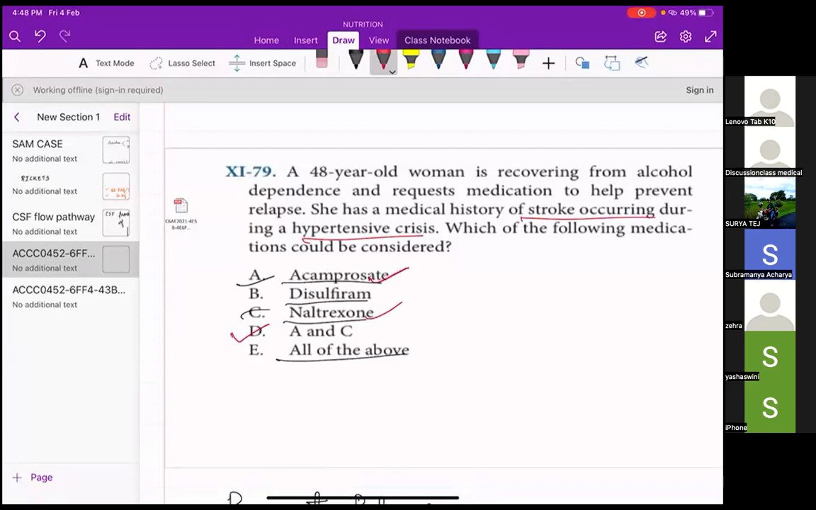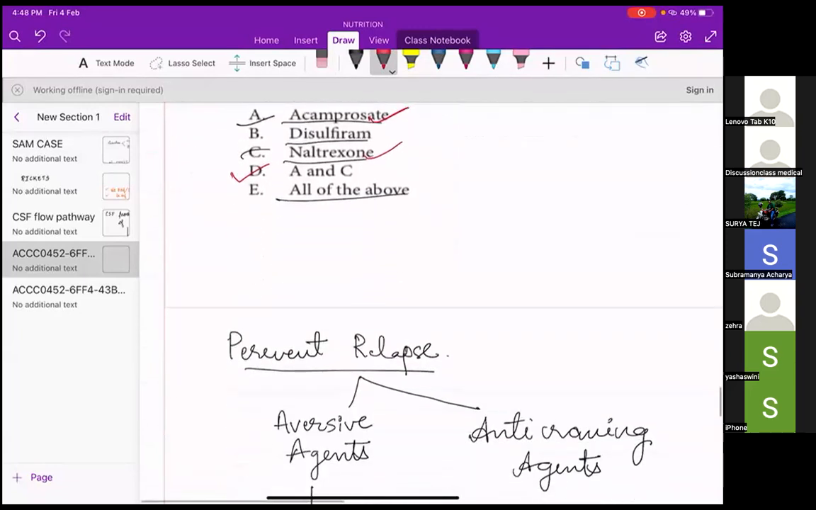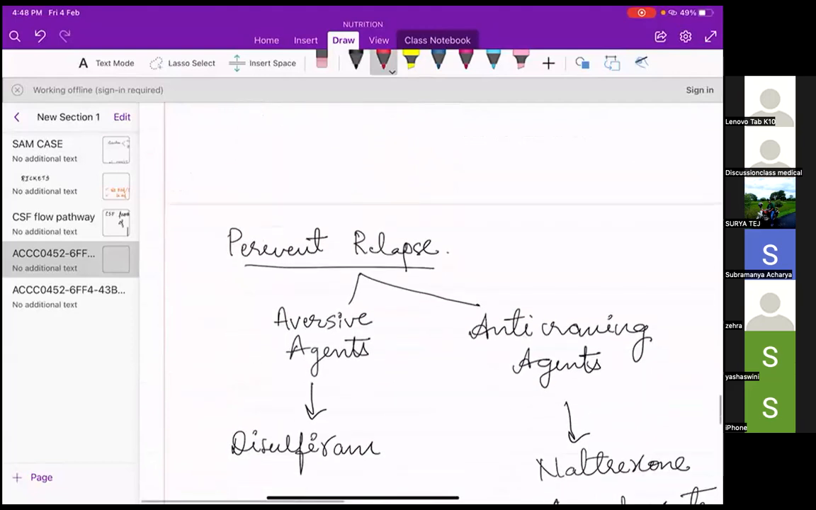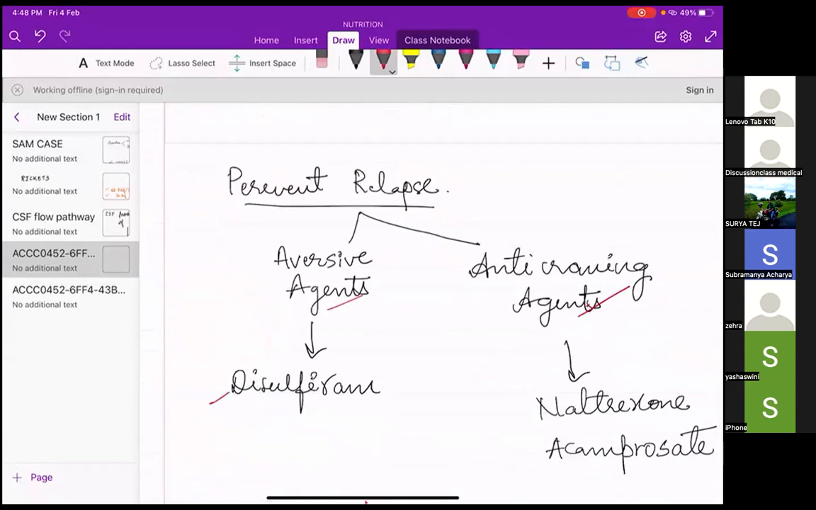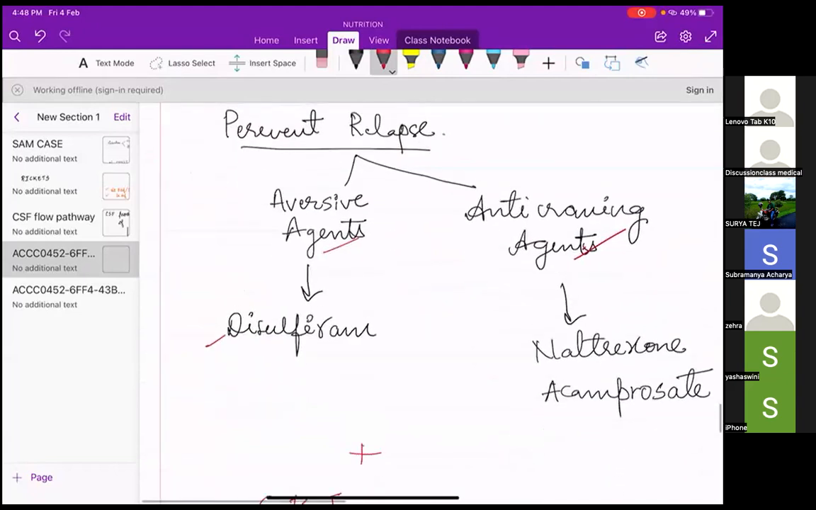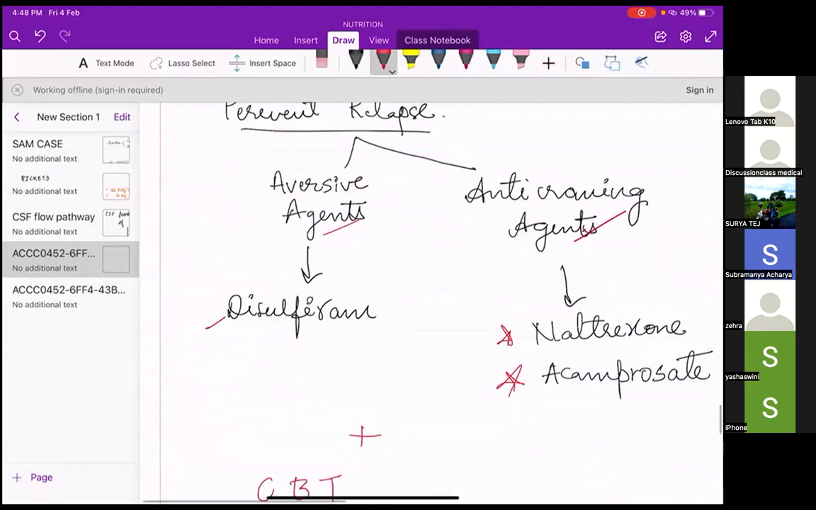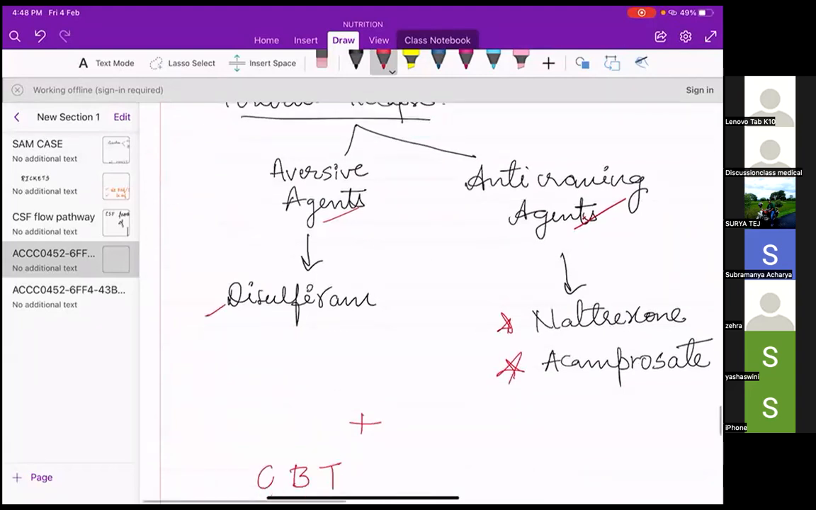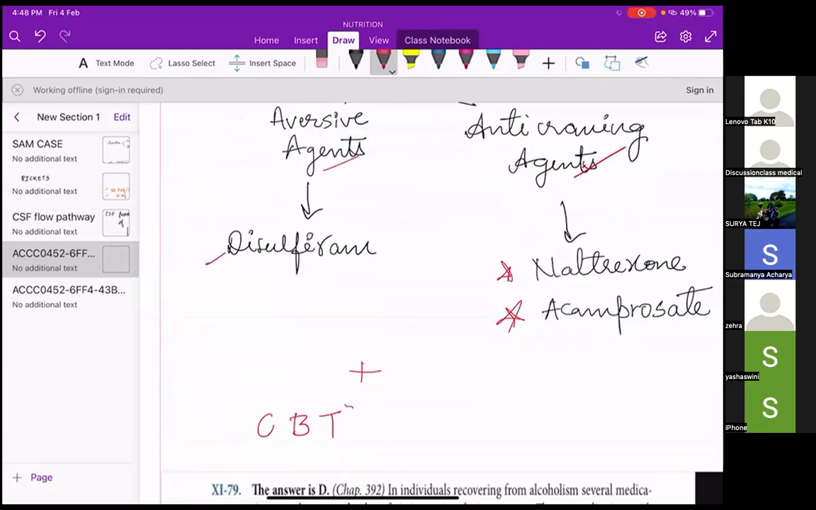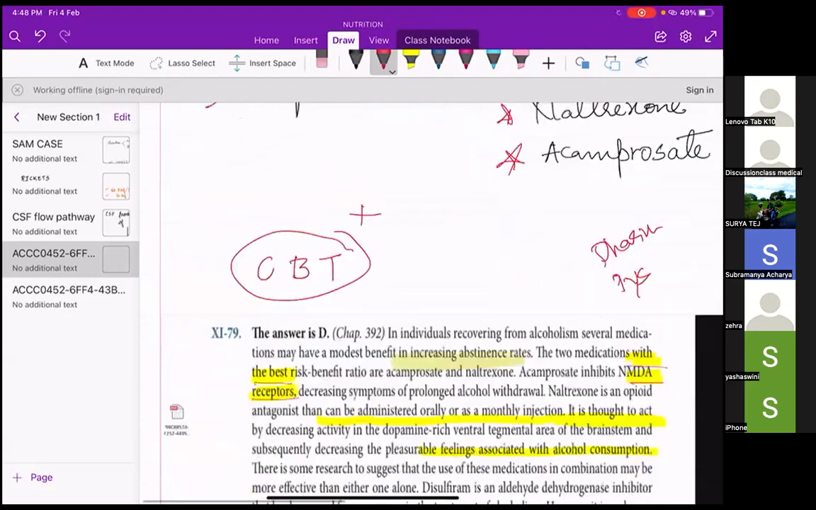So to talk about this, to prevent the relapse, we have two things. One is aversive agents can be given or anti-craving agents can be given. So in aversive agents, I have disulfiram. In anti-craving agents, I have naltrexone and acamprosate. Along with this, I have to give cognitive behavioral therapy, which is very important. In any case of psychiatric illness, pharmacotherapy is there and there is psychotherapy also, which includes your CBT and ERT and all that. So behavioral therapy is important.